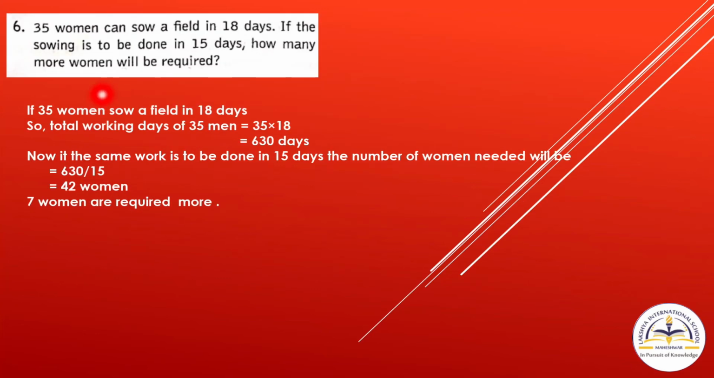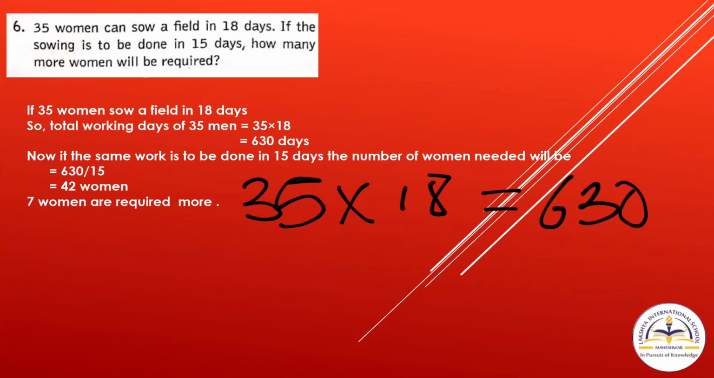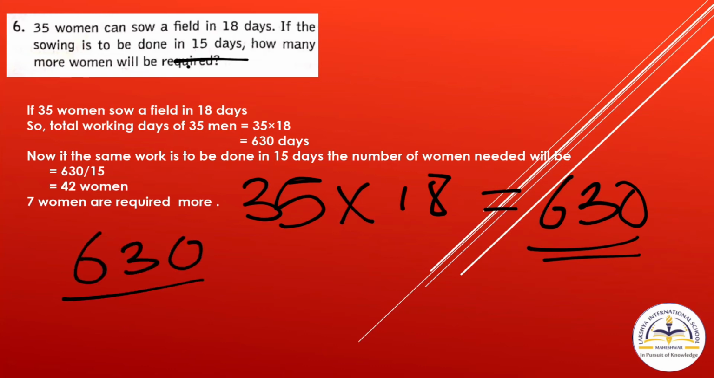Now question number 6. 35 women can sow a field in 18 days. If the sowing is to be done in 15 days, how many more women will be required? So first you have to multiply 35 and 18 to find out the total working days of 35 women needed, that is 630 days. Now we have to find out for 15 days, so we have to divide by 15. Now when you divide, you will get 42 women.